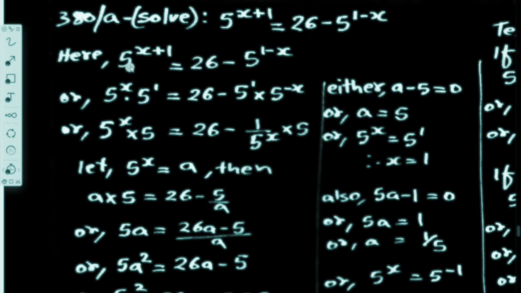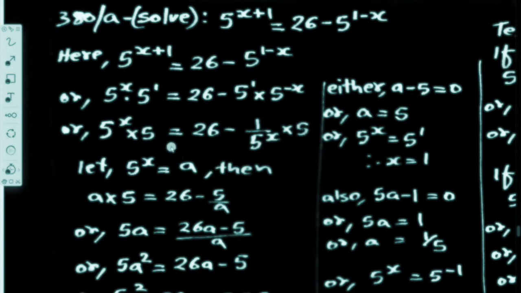Here, 5 power x plus 1 equals 26 minus 5 power 1 minus x. The question is written as usual. Now the powers should be separated. It means 5 power x into 5 power 1 equals 26 minus 5 power 1 into 5 power minus x. Here 5 power minus x means 1 by 5 power x, so 5 power x into 5 equals 26 minus 5 by 5 power x.